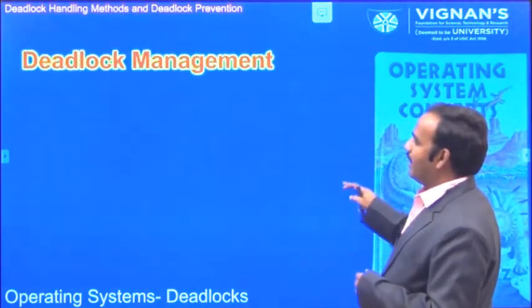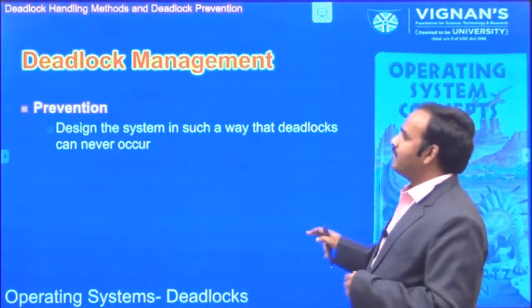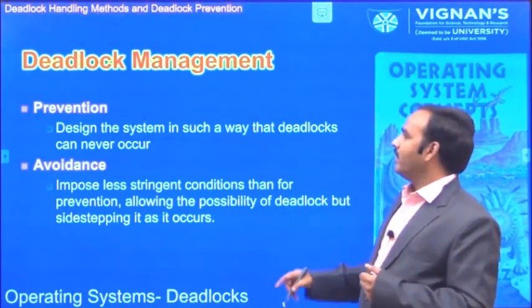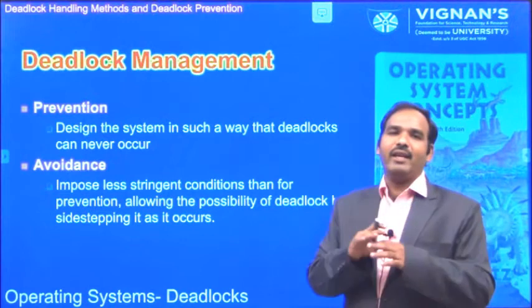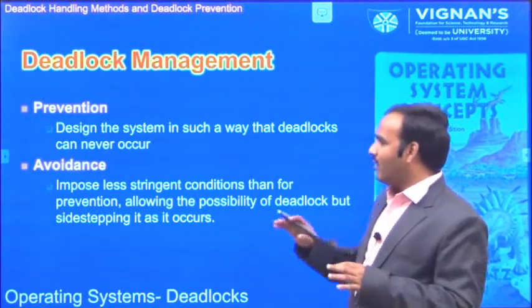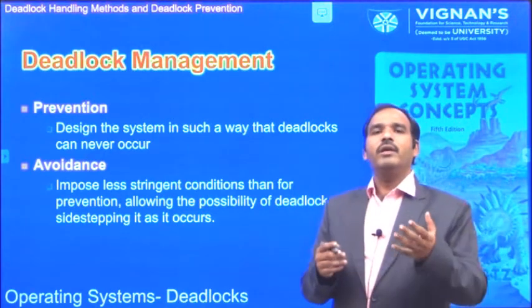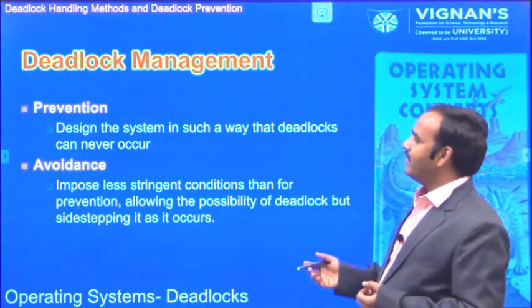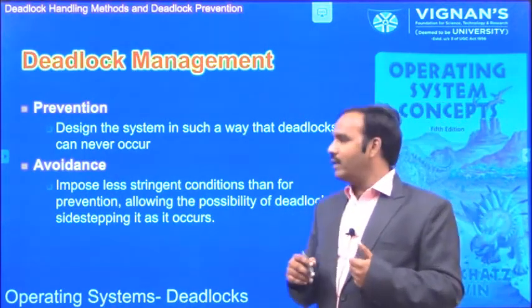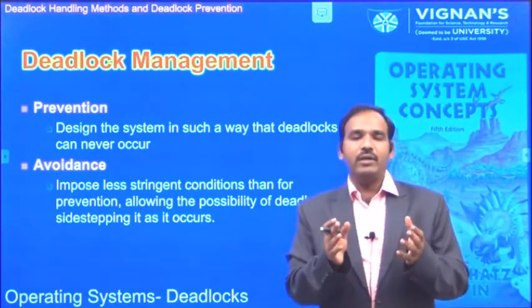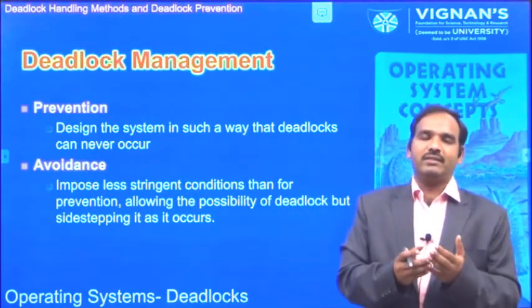And what is prevention? Design a system in such a way that deadlock can never occur. Simply, we are preventing the system from the deadlock. And the second one is avoidance, where you impose less stringent conditions, some conditions in the system.